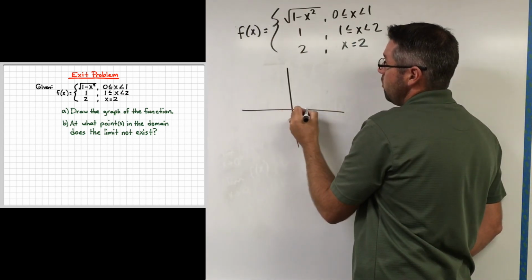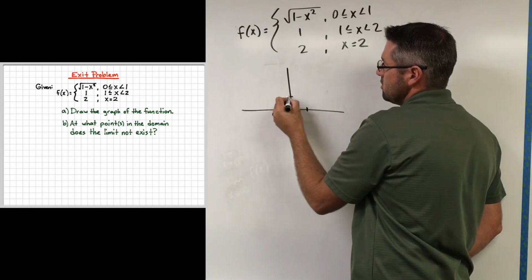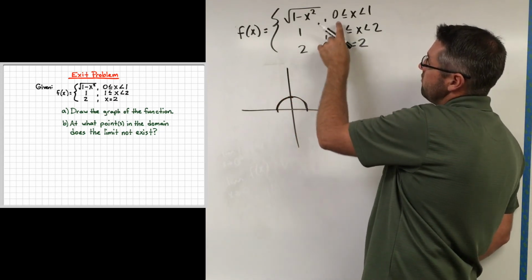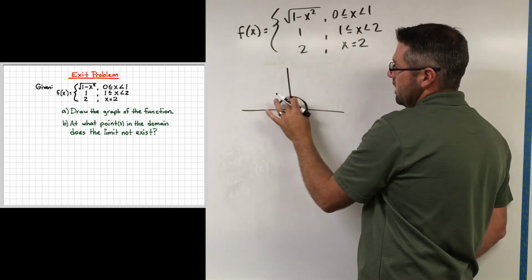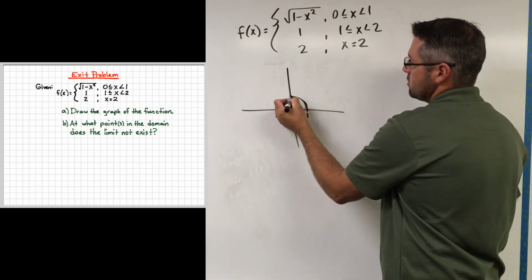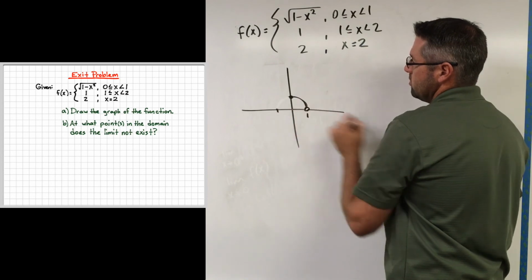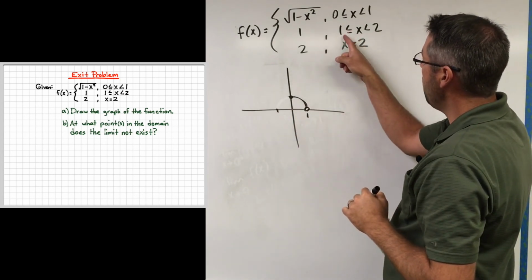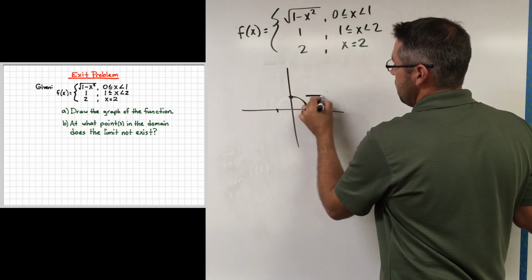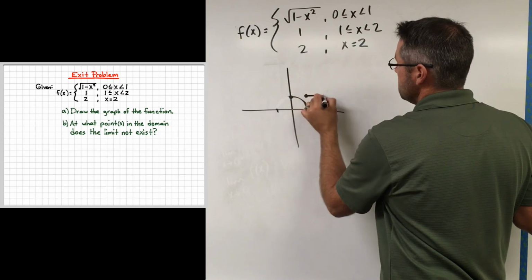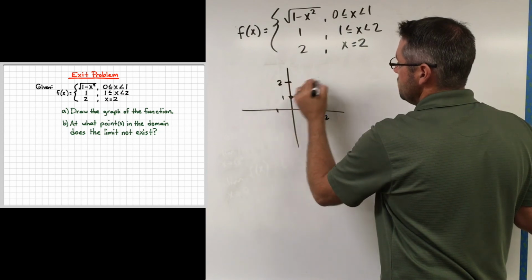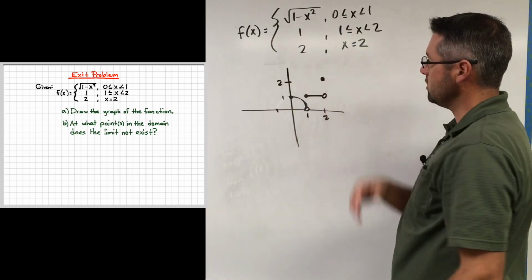So this has a radius of 1, centered at 0, 0, because there's no shift there, and it's the top half of the circle. Now we are looking at the interval from 0 to 1, so we're looking at only this piece right here. And this is a closed circle, and this is an open circle. Now, from 1 to 2, we have a constant of 1. This is closed, and this is open. And then at 2, we have a value of 2 right there. So that's the graph of the function.